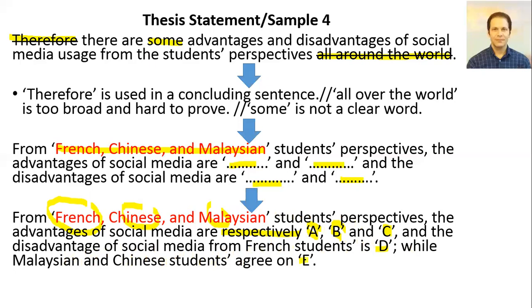So this one is more specific, but again, it depends on the data you have. From this thesis statement, we will imply that French, Chinese, and Malaysian students look at different advantages. But French students look at a different disadvantage, while Chinese and Malaysian students look at the same disadvantage.